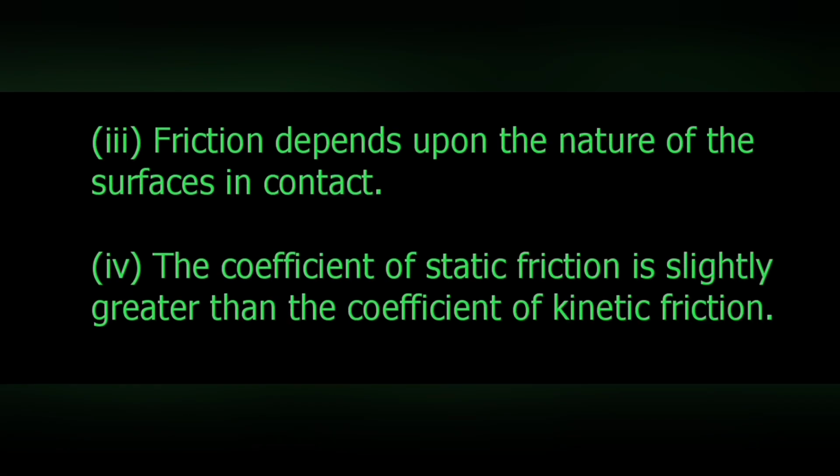3. Friction depends upon the nature of the surfaces in contact. That is, friction does not just occur. It is dependent on the type or the types of surfaces that are in contact with one another. Are the contacts smooth? Are the contacts rough? When they are smooth, the type of friction that would exist will be different from when the contact surfaces are rough.